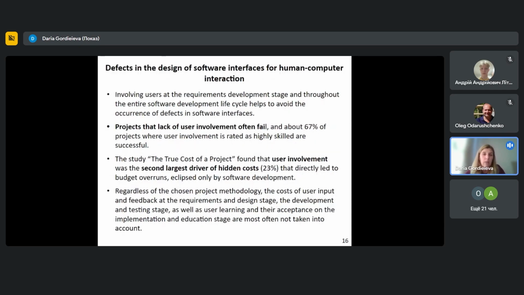Involving users at the requirements development stage and throughout the entire software development lifecycle helps to avoid the occurrences of defects in the software interfaces. Projects that lack user involvement often fail, and about 67% of projects where user involvement is rated as highly skilled are successful. The study, The True Cost of a Project, found that user involvement was the second largest driver of hidden cost that directly led to budget overruns, eclipsed only by software development.